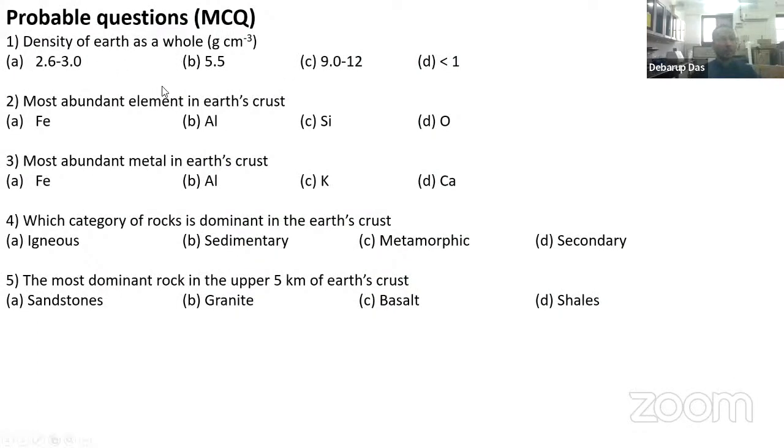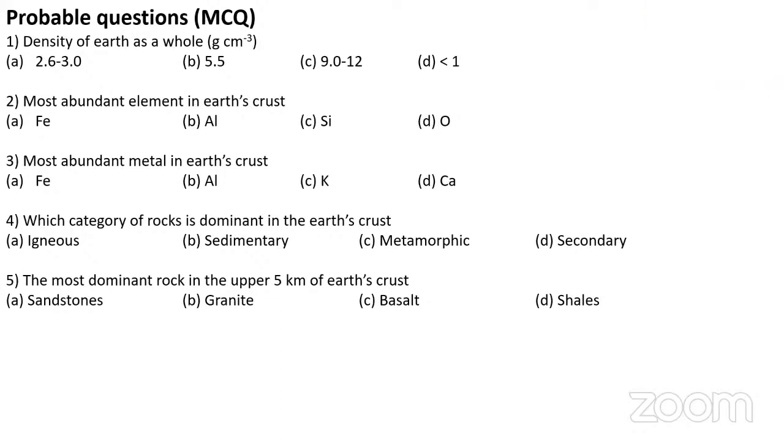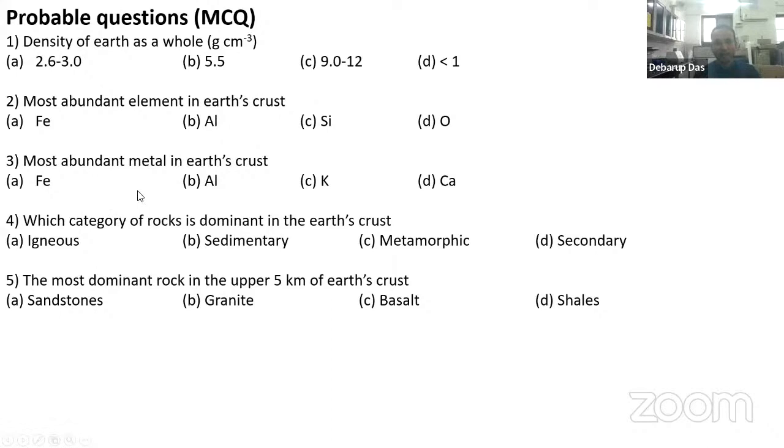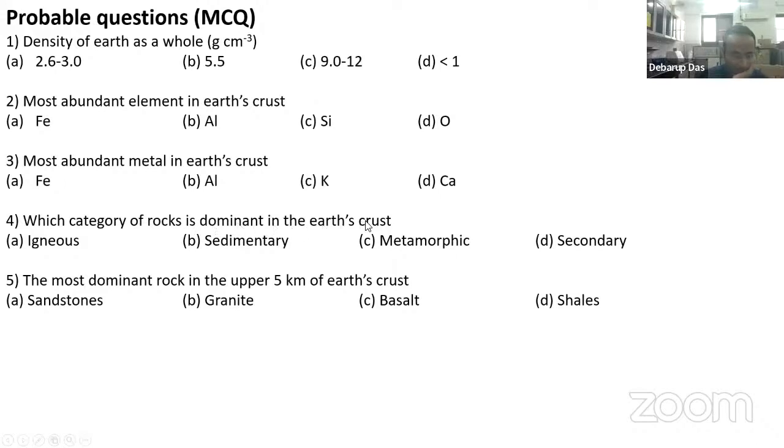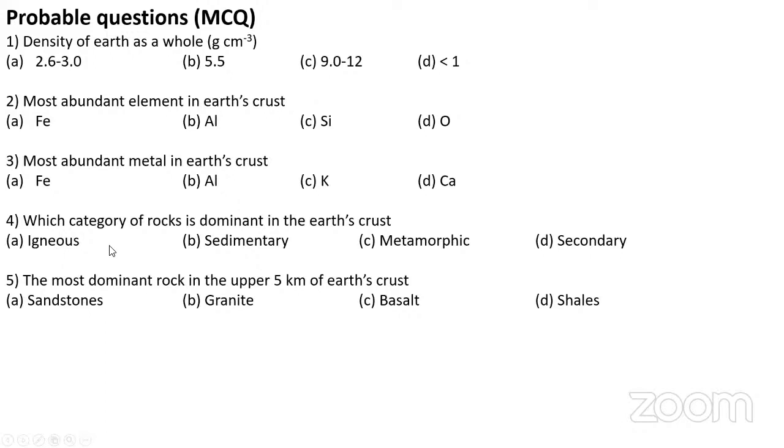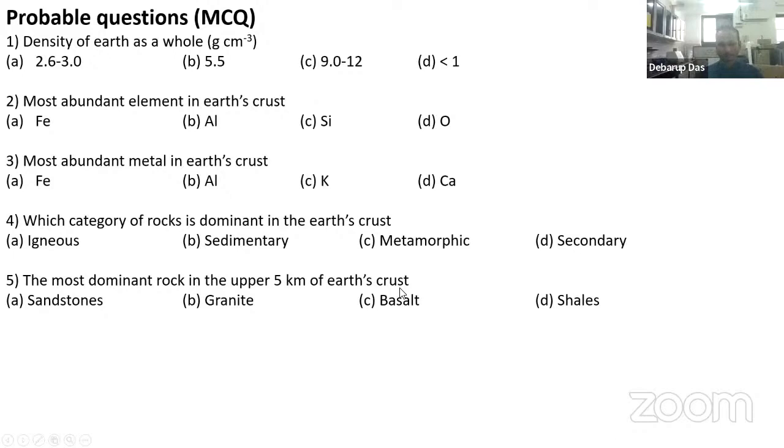So in this part, the probable questions would be: density of the earth as a whole? 5.5. Good. Most abundant element in the earth's crust? Oxygen. Most abundant metal in the earth's crust? Aluminium. Feldspar is not a metal. Which category of rocks is dominant in the earth's crust? Igneous. The most dominant rock in the upper 5 km of the earth's crust? Shale. Good.